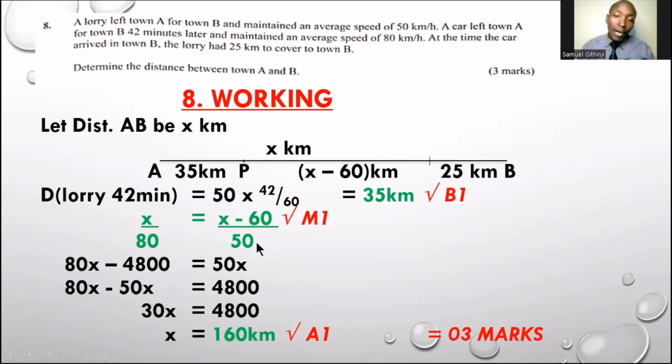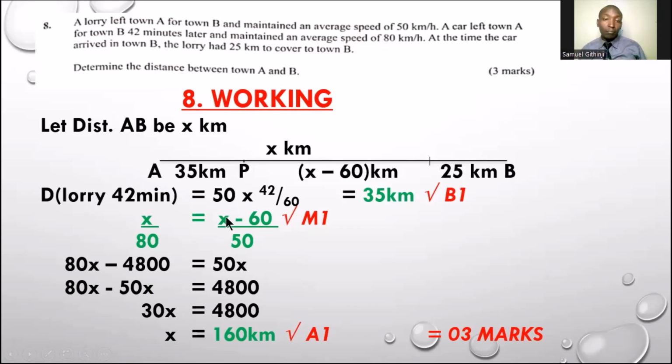Now, how do I argue about this? Remember already the student has the first bonus mark by doing the kilometers here, that 35. But how do we argue it out? Look at this. The car traveled from A to B and covered a distance of x kilometers at a speed of 80 kilometers per hour. So if I divide distance by speed, I'll get time. The time taken by the car to move from A to B.